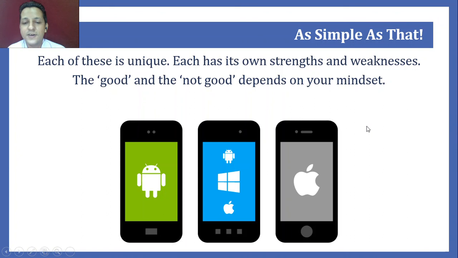Similarly, there can be different types of people in your organization. Now, if you say that Android is better, or a Windows phone is better, or iPhone is better, that altogether depends on your choice, right? You cannot say the other two are not good, or not that capable, or not qualitative, because each of these is unique. Each has its own strengths and weaknesses. So the good and the not-good aspects depend on your mindset and how you look at them. So I hope you will keep this in mind whenever you interact with your colleagues next time.